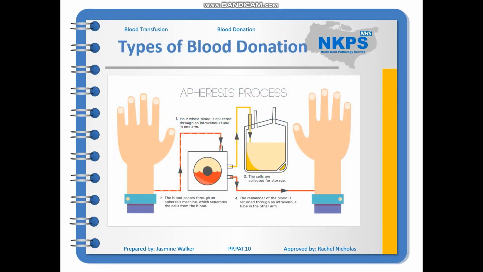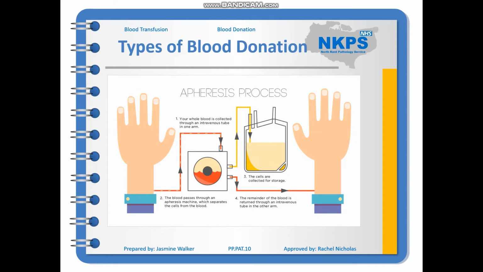You can see here I've included a picture of the apheresis process. It's a very basic picture, and if you are interested in donating in this way, I would recommend talking to the person who takes your blood when you next go to donate. Quite often, suitable candidates are advertised to after they've donated a couple of red blood cells.